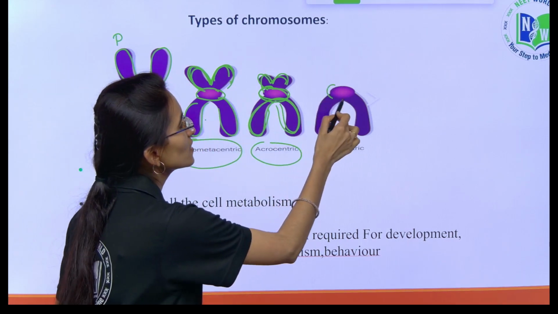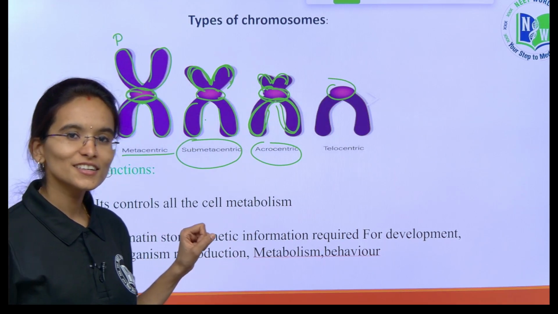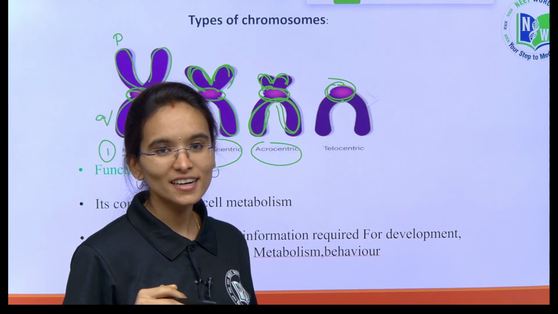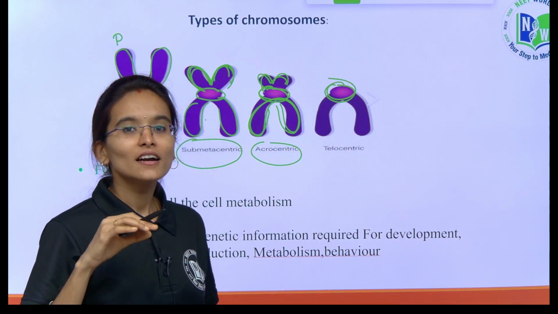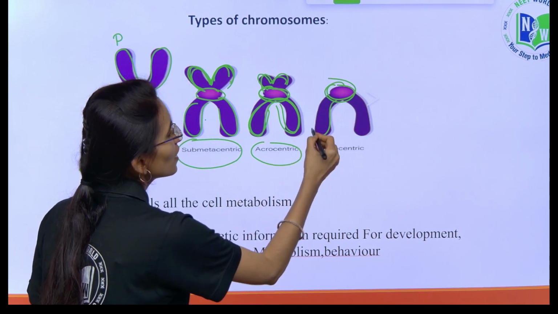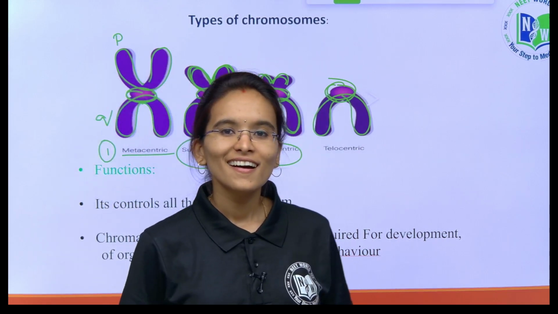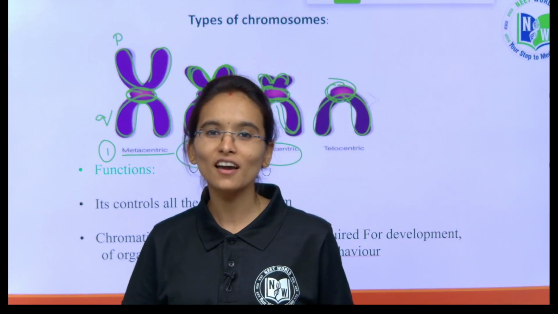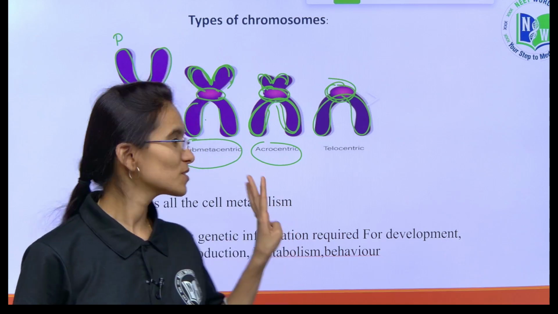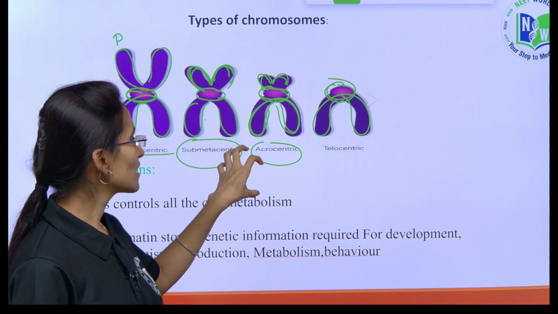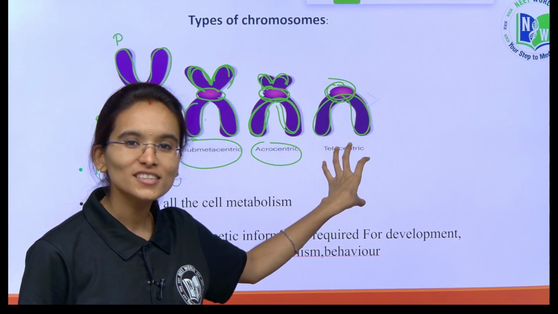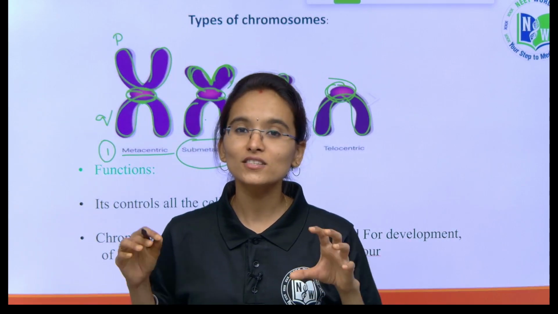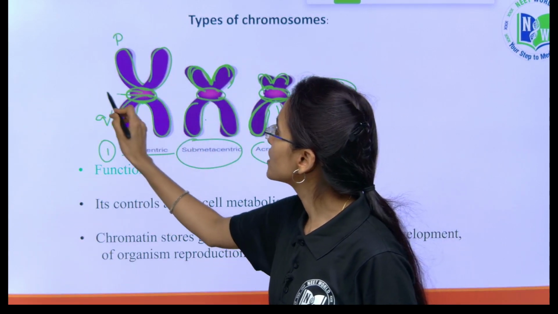And next, coming towards the telocentric chromosome, here the centromere is located at the end. The centromere is located at the terminal portion and here we find only 2 arms. Clear, children? Clear with the concept of types of chromosomes? How many types of chromosomes do we have? 4 different types of chromosomes: metacentric, submetacentric, acrocentric and telocentric. And we have categorized them based on what, children? Based on the position of the centromere.